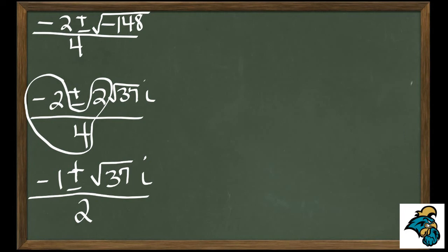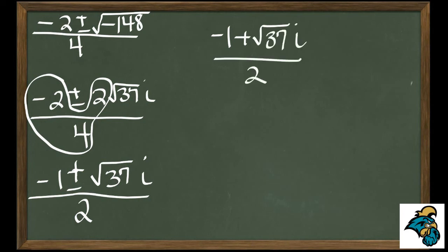Remember, we have 2 solutions. One is with the plus, one is with the minus. So let's write them out separately. The first one is negative 1 plus root 37i divided by 2. And the other solution is negative 1 minus root 37i divided by 2.